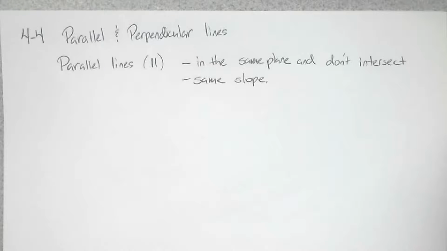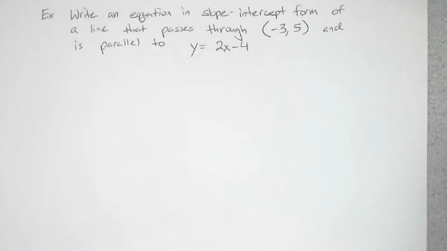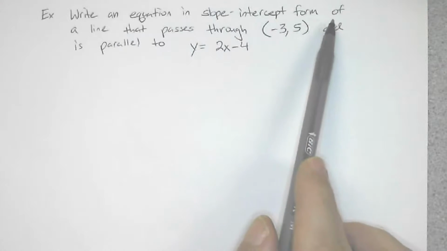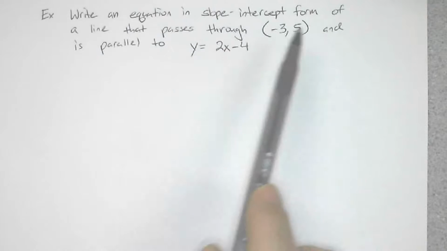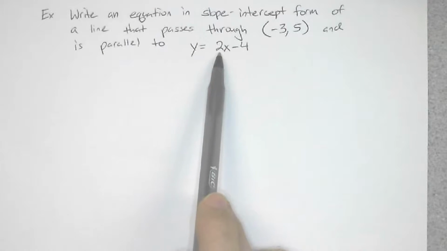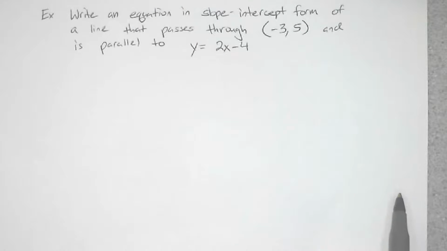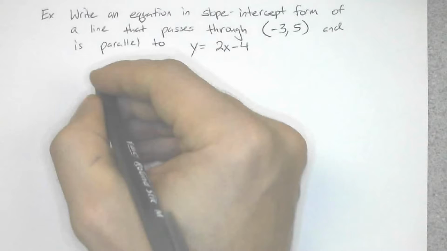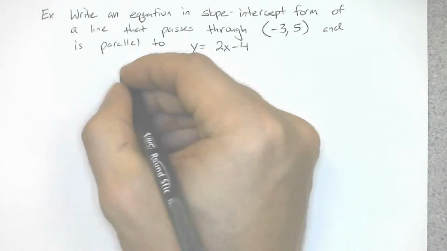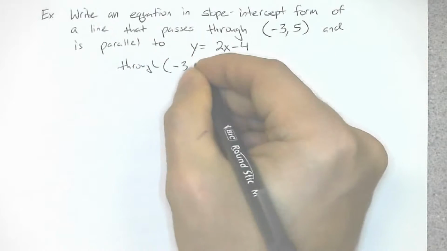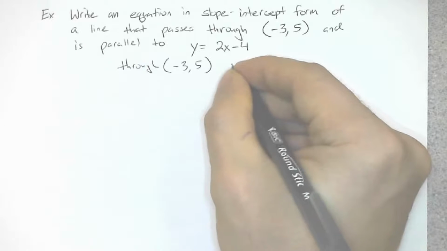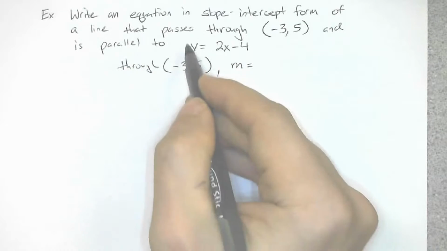Let's take a look at an example of what you would see on a test or a quiz about this. Okay, so here's an example question. Write an equation in slope-intercept form of a line that passes through (-3, 5) and is parallel to y equals 2x minus 4. So, in other words, we want a line that's going to go through (-3, 5), and we want the slope of this line.